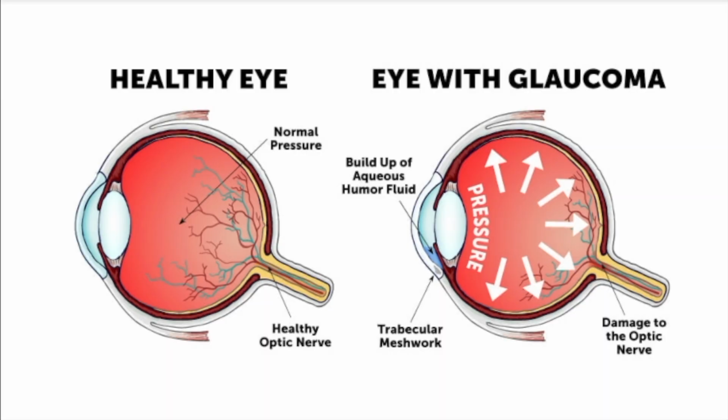In this diagram, there's a healthy eye, which shows you the normal pressure, and then the eye with glaucoma. As you can see there, there's a buildup of aqueous humor fluid, and this is kind of what causes that increased pressure in the eye.